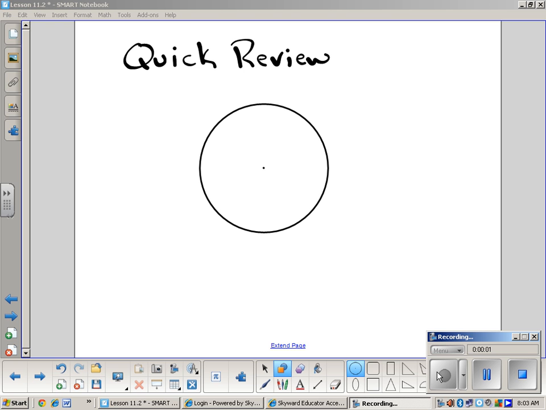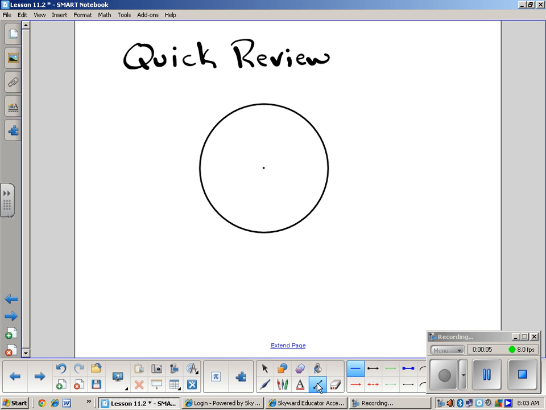Review of yesterday: a tangent line is a line that intersects the circle exactly once. It might go beyond the circle, it might just stop at the circle. But that would be our tangent line. It intersects the circle exactly once right at that point right there.